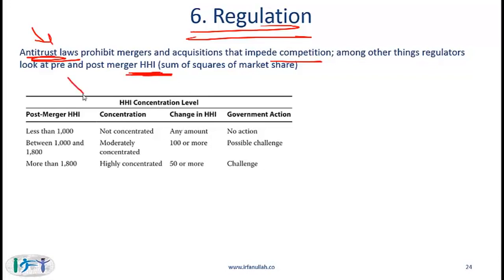Before I go to this particular table, I'll just remind you what the Herfindahl-Hirschman index was all about. The HHI is the sum of the squares of market share. If you have an extremely concentrated industry, the extreme case is a monopoly. With a monopoly, you have one company with 100% market share. So what is the square of 100? It is 10,000. So an HHI of 10,000 means that you are completely concentrated.